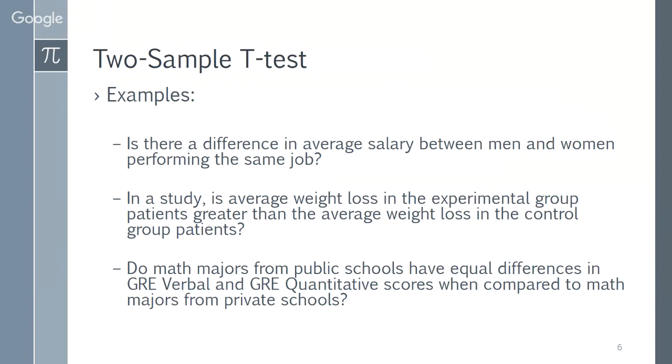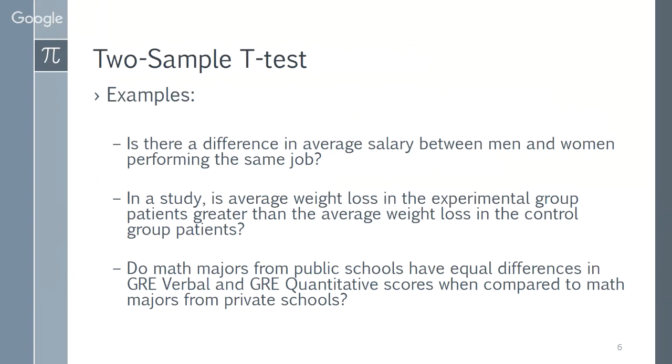Now, this is a little bit more complicated. This is actually almost a combination of the two-sample t-test and the paired t-test that we saw earlier. Let's just talk about math majors from public schools. They have the GRE verbal section scores and the GRE quantitative scores because it's the same students taking the test with a verbal and a quantitative score. That kind of sounds like something that we would do a paired t-test for, right? The one sample paired t-test.